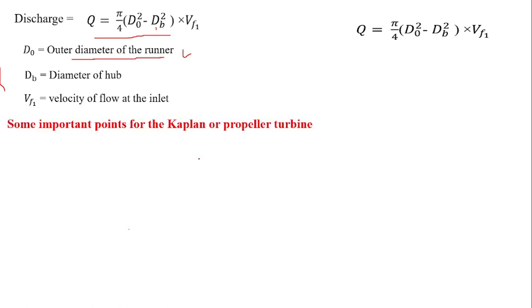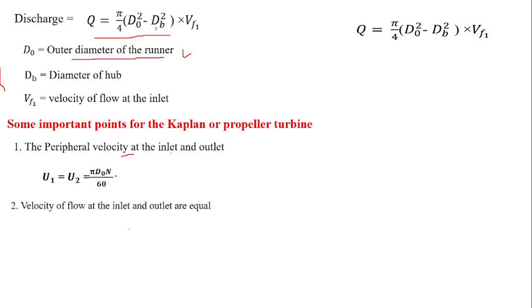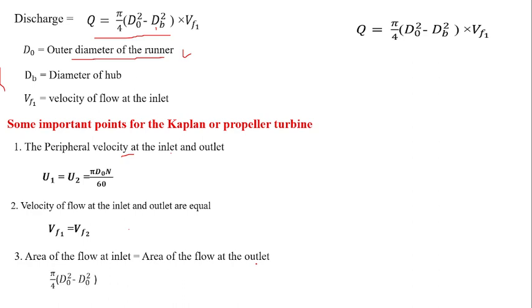Some important points for Kaplan or propeller turbine: the peripheral velocity at the inlet and outlet is equal, u1 is equal to u2, equal to pi d naught n by 60, where we take the outlet diameter as the peripheral velocity. The velocity of flow at inlet and outlet is equal, Vf1 is equal to Vf2. The area of flow at the inlet and at the outlet is the same, pi by 4 (d naught square minus dB square).